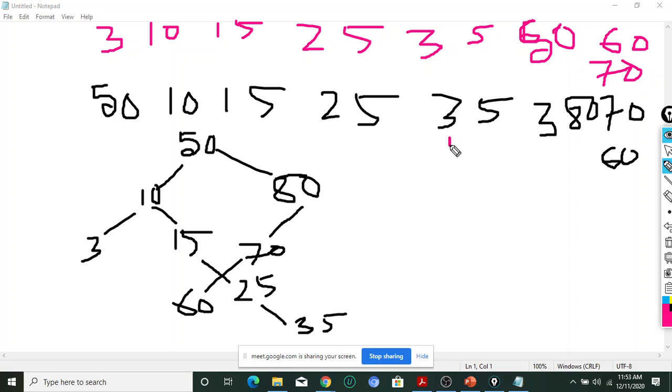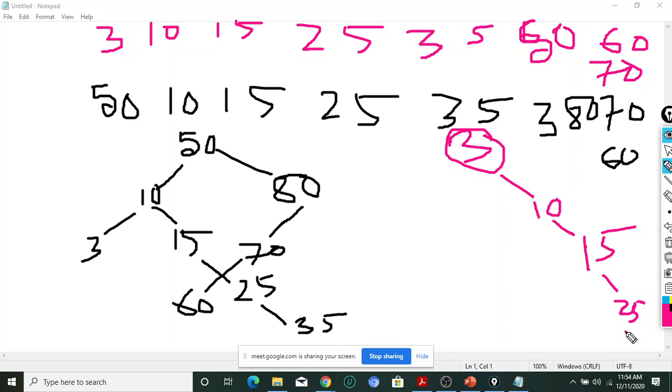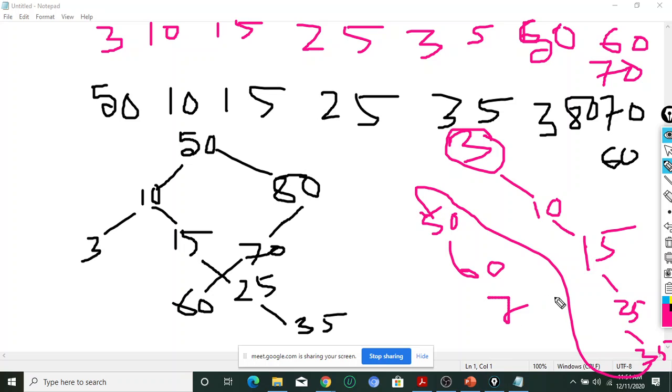So 3 is the first node, right? 10 is the second node, right? Then 15, then 25, then 35. Yes or no? And at last, similarly, we get 50 after that. Okay, after that I will get 50, then 60, then 70. Yes or no?